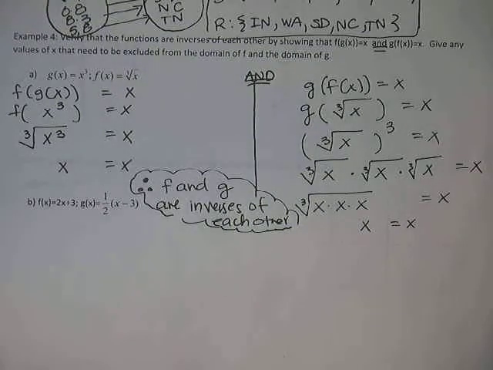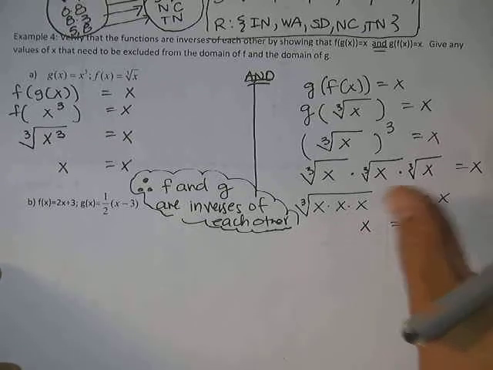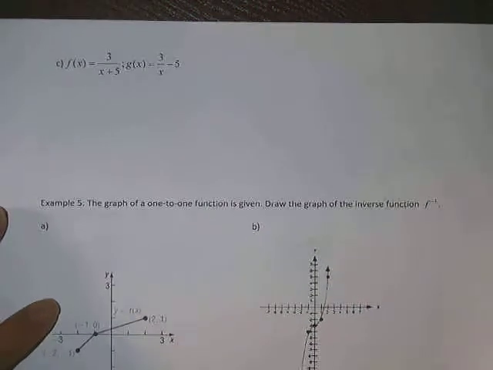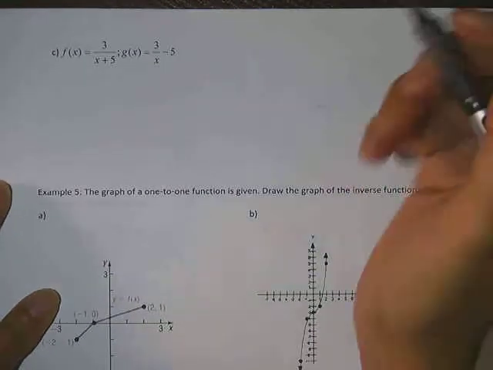Alright, so what I'm going to do right now is skip B and go to C. Go ahead and follow along. If you're not quite done, hit pause, finish writing, and then go to C. Alright, so C is asking for the same exact thing.